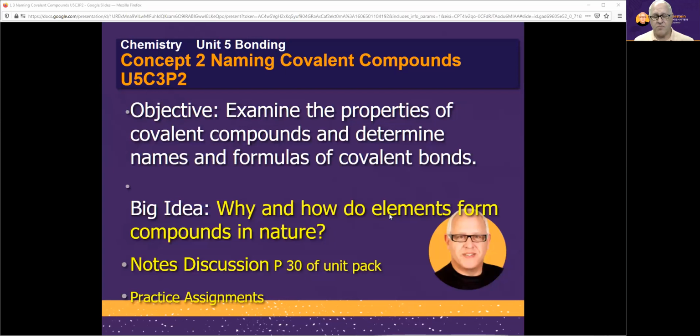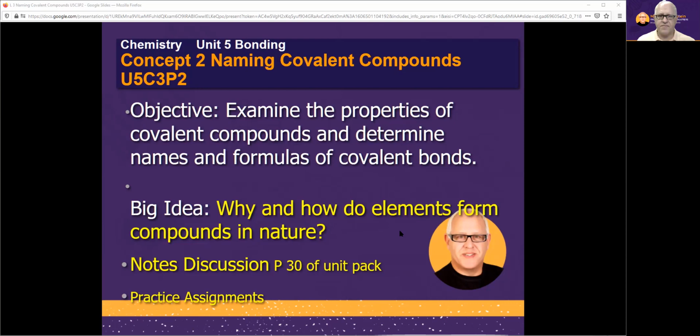So in part one, we looked at how the bonds are formed: single bond, double bond, triple bonds of a covalent bond sharing electrons of nonmetals. In this lesson, we're going to examine the properties of covalent compounds and determine names and formulas of covalent compounds. Open up Unipack to page 30.